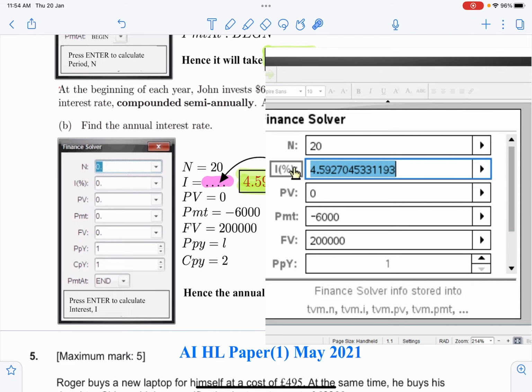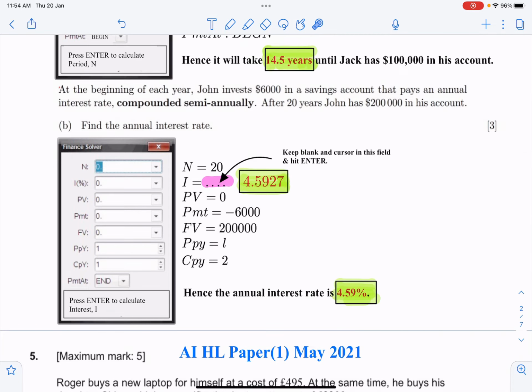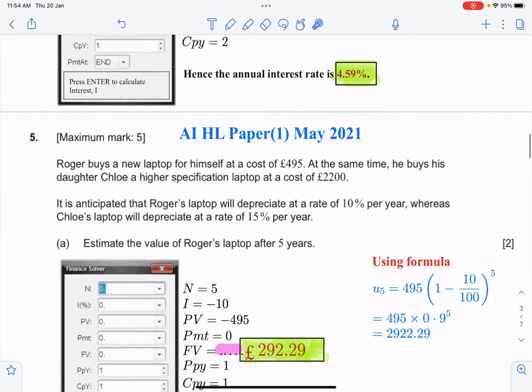Yeah, so the answer is 4.59270 like that. So I'll round it to 3 significant figures, so 4.59. From this I will select 4.59% annual interest rate. Okay, then let us see the next question.